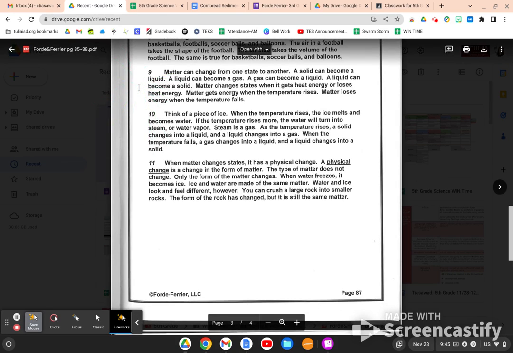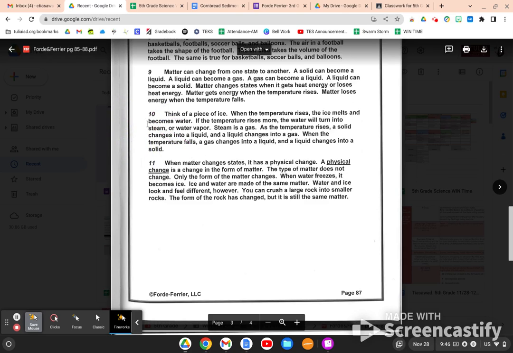Paragraph 9. Matter can change from one state to another. A solid can become a liquid, can become a gas, can become a liquid, can become a solid. Matter changes state when it gets heat energy or loses heat energy. Matter gets energy when the temperature rises. Matter loses energy when the temperature falls.